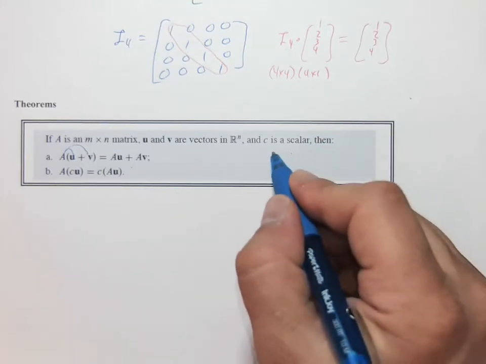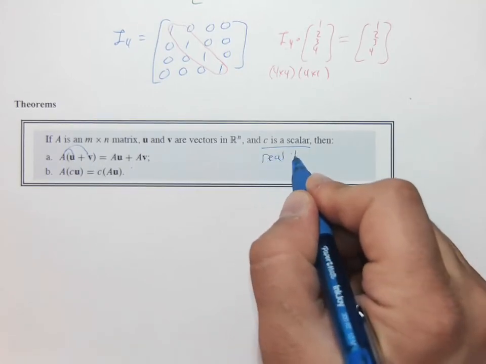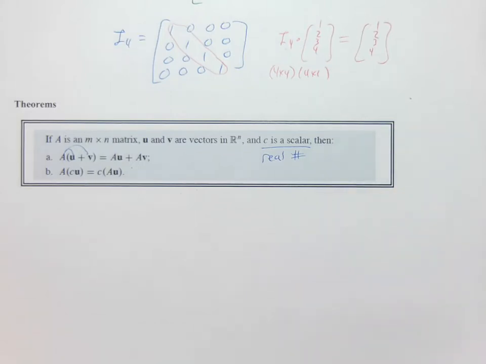As a quick reminder, I should have mentioned this too, the word scalar just means it's a real number, right? We saw that definition a bunch of times, but scalar just means some number. Now, I would like to just prove part A for you.